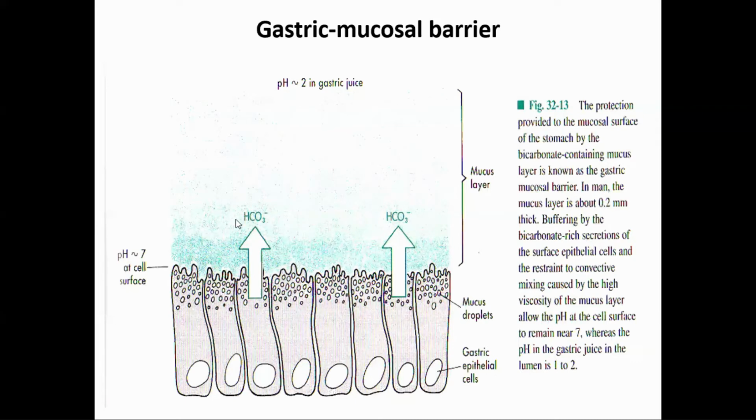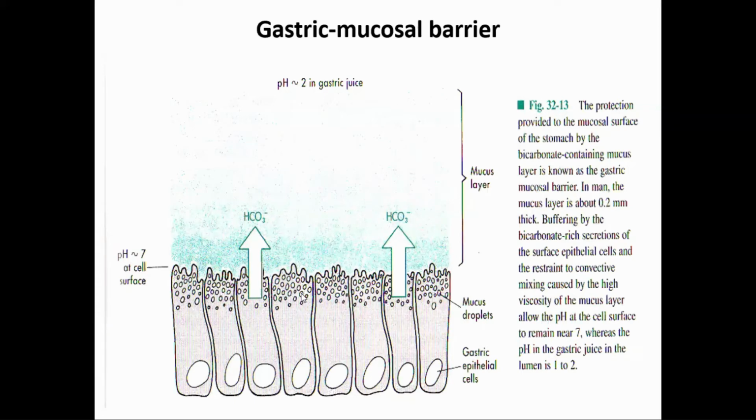Okay, due to the presence of the mucus and bicarbonate, due to the presence of the tight junction between the epithelial cells, and due to the presence of the trefoil peptide, the gastric cells become resistant to the acid. Okay, they become resistant to acid, and they are not autodigested.